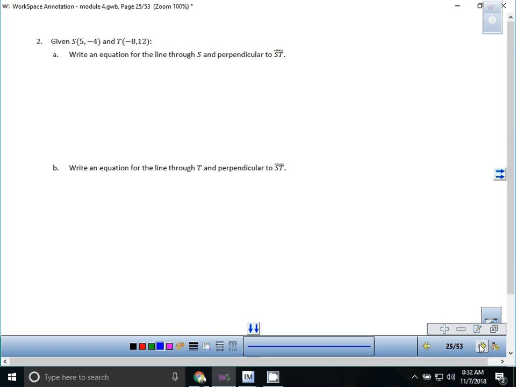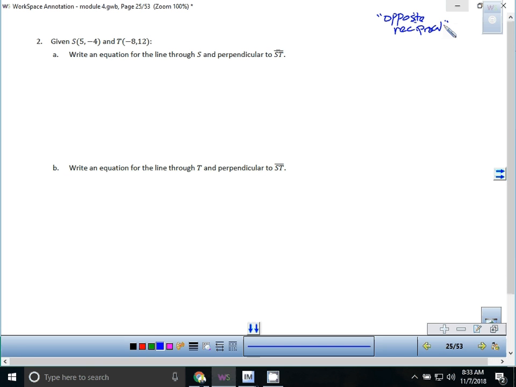What happens if 2 lines are perpendicular when they cross? What happens when they cross? What are they going to make? Right angles. And what little phrase did we use for perpendicular? Flip and change sign. Opposite reciprocal, which means to flip and change signs. Alright, so anytime you see perpendicular, you've got to do opposite reciprocals.